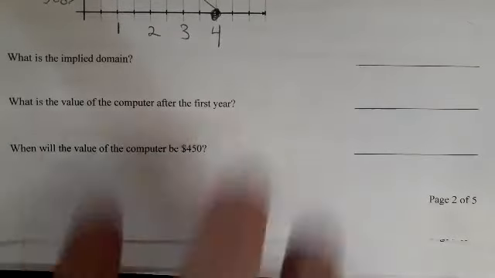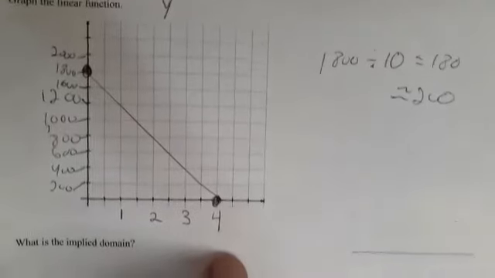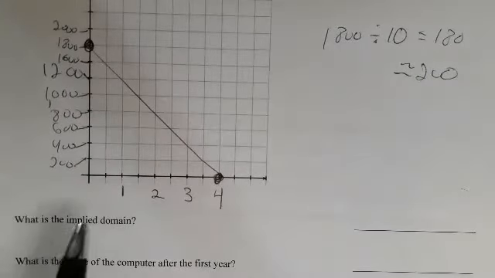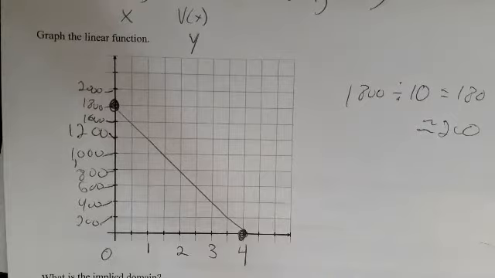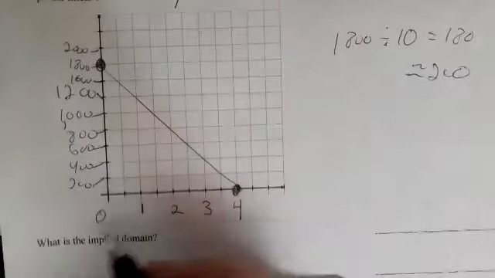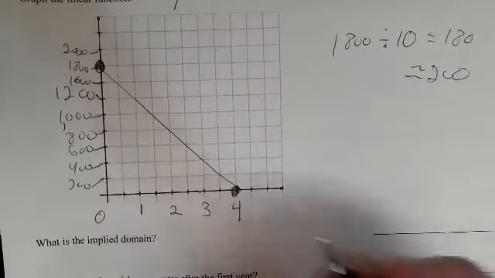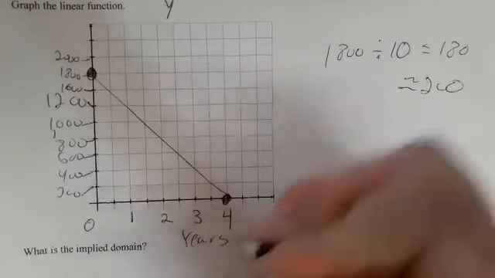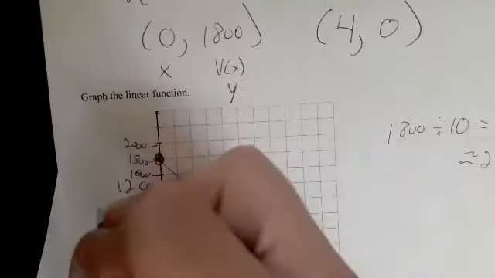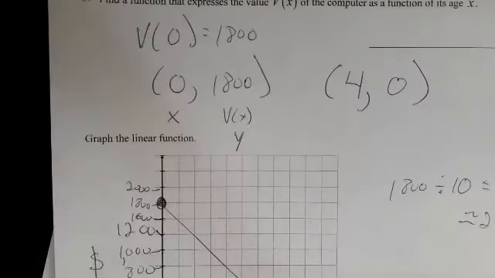So what is the implied domain here? If I'm looking at my graph, the domain is the x values. I didn't label a lot of things. If I'm presenting this graph, I really should label them. On the bottom here, these are my time. My x value is in years, so I should say something about this being years. I should say something about this being the money. And this whole thing represents the value of a computer.